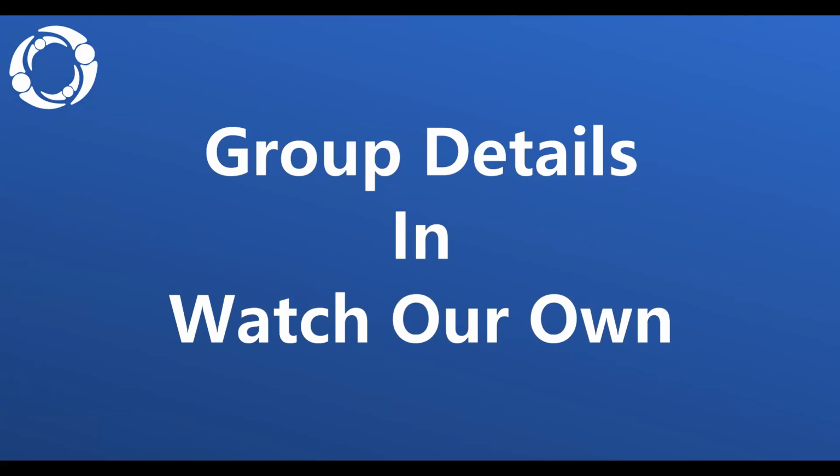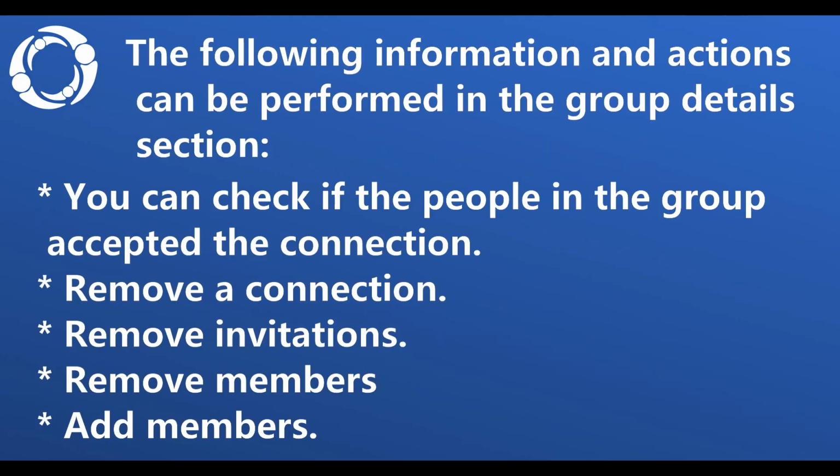Group details and watch our own. The following information and actions can be performed in the group details section. You can check if the people in the group accepted the connection. Remove a connection, remove invitations, remove members or add members. Here you can control the relationships of members within your group.